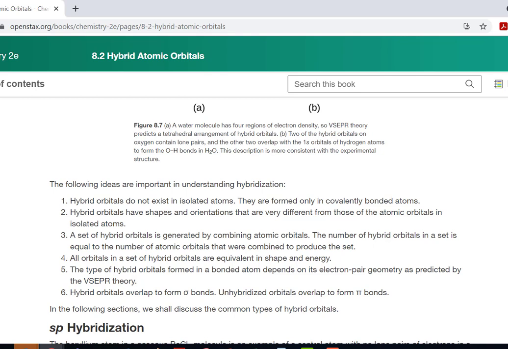We create a set of hybrid orbitals by combining atomic orbitals. The number of hybrid orbitals in that set is equal to the number of atomic orbitals that were combined to produce the set. So if you combine 2 orbitals, you'll get 2 orbitals. If you combine 3 orbitals, you'll get 3 orbitals. These orbitals that you're combining are on the same atom. So you would be combining, say, some p orbitals or an s orbital and some p orbitals to get these new types of orbitals.